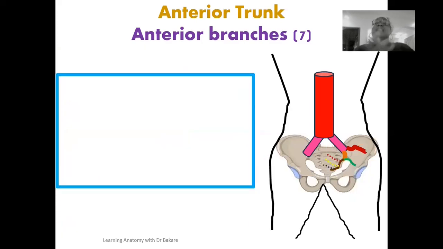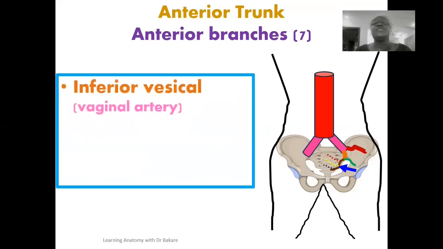Then going through the anterior branches, remember we said that we have 7 branches emerging from the anterior trunk. In our previous slide, we tried to describe 2 of those branches. So let's use this image. This is where we have the anterior trunk that is arrowed here in blue. We have another group of branches that emerge from the anterior trunk. The first one is the inferior vesical artery, which is arrowed here at this point.